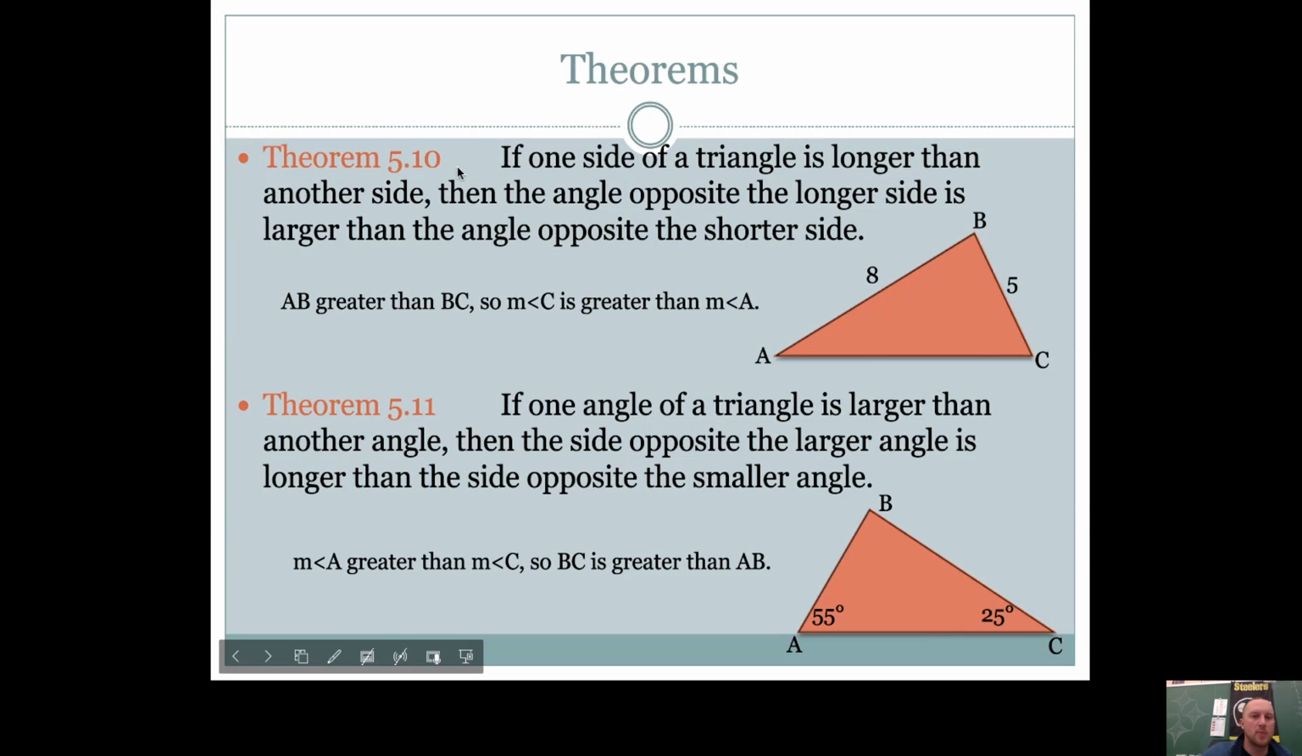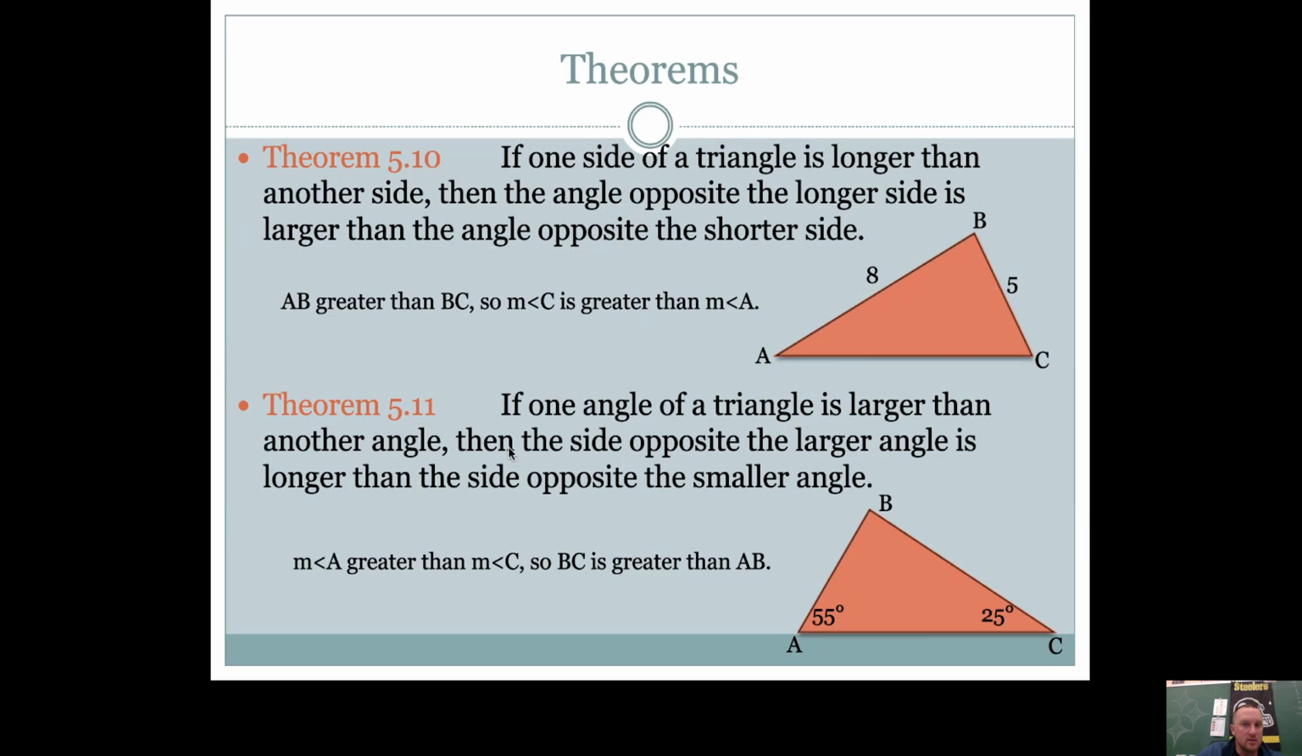Here's a couple theorems. Theorem 5.10 tells you that if one side of a triangle is longer than another side, then the angle opposite the longer side is larger than the angle opposite the shorter side. So if you're just looking at this one triangle, you know that this side is 8 and this side is 5. Well, 8 is bigger than 5. So that means the angle across from here, angle C, has to be bigger than the angle across from here, angle A. So even though we don't know angle C or angle A, we know that angle C is bigger than angle A.